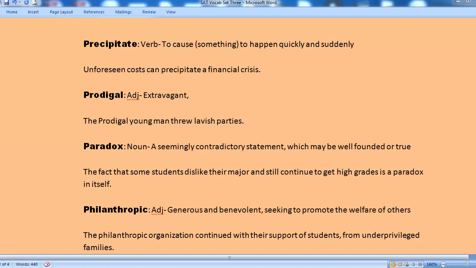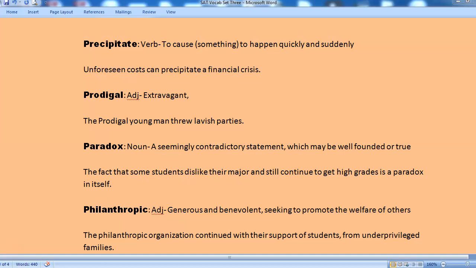Here we move to the next word. It's precipitate. Precipitate is a verb and it means to cause something to happen quickly and suddenly. Unforeseen costs can precipitate a financial crisis.